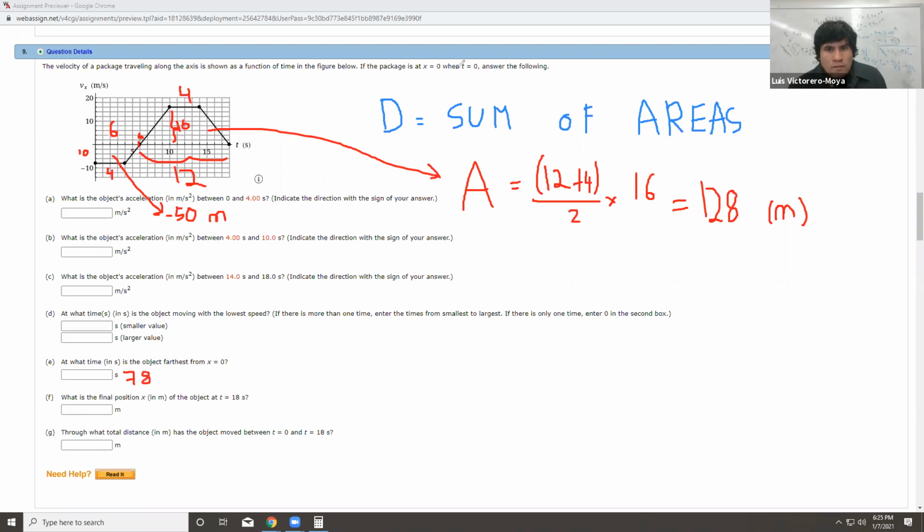Right? Let's not make you guys confused. So here, the total distance will be 128 plus 50, 178, right? Makes sense? Okay. That's because at the beginning it's moving to the left, up until t equals 6 seconds. The first 6 seconds is moving to the left and then goes to the right. So there you are.